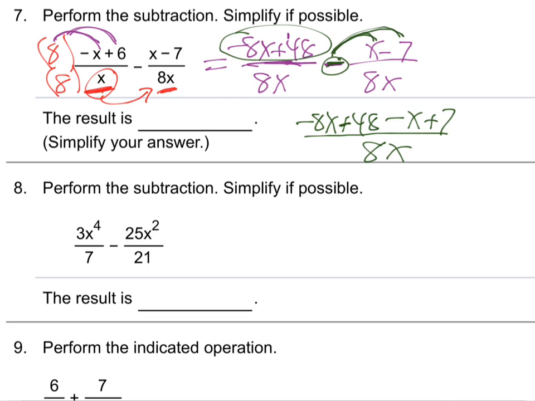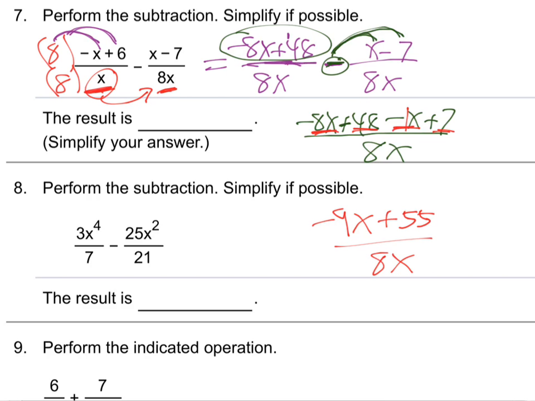So now we just go, okay, it's going to be minus 8x minus 1 more x is minus 9x. 48 and 7, what's that? 55 all over 8x. Done, right? Nothing more to do. Can't cancel. It's done. Good? Getting the hang of this? It's all about multiplying top and bottom to make the denominators match and then combine all the stuff on the top.